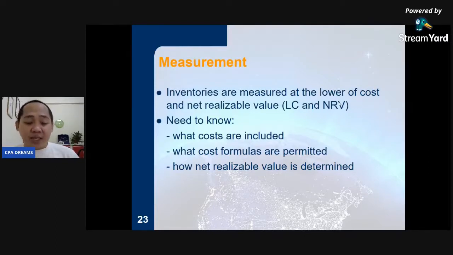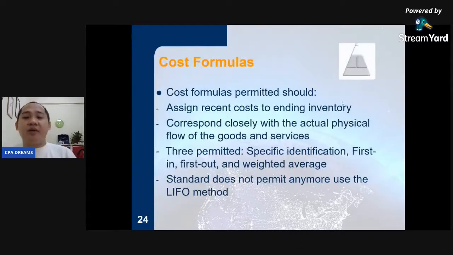Then, actually, punta tayo dun sa inventory valuation. Yung inventory valuation, lagi rin yung kasama. Pero kailangan mong maintindihan dito ano yung cost formulas na kailangan mong gamitin, kasi mag-a-assign ka ng cost ng ending inventory na ipipresent mo sa balance sheet. And then, ano yung corresponding actual physical flow of goods and services mo? And ano yung permitted na inventory valuation natin?